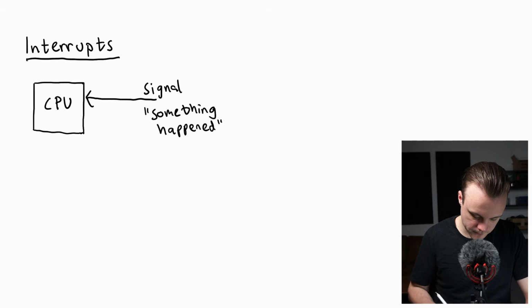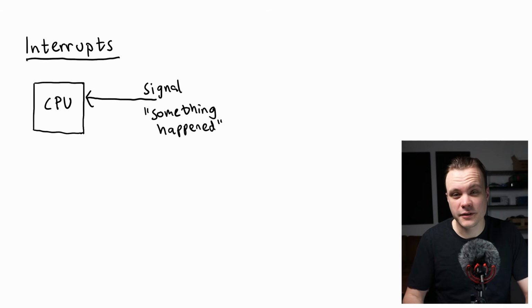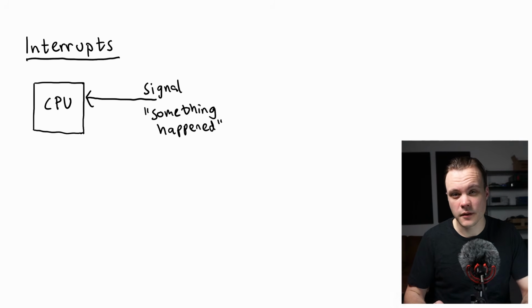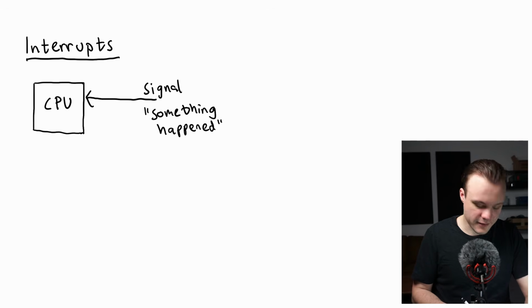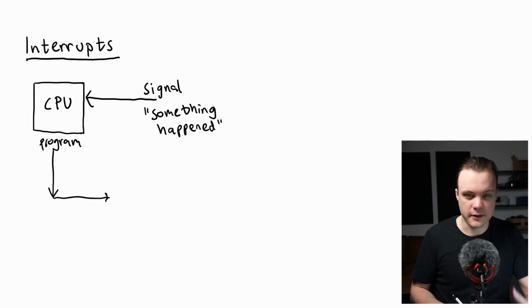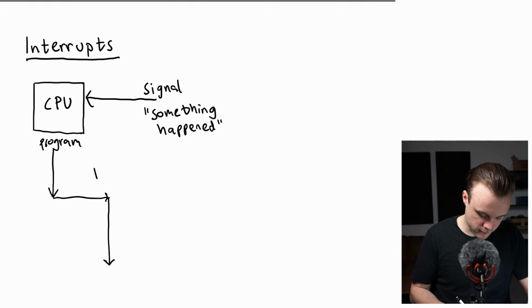And this is where interrupts come in to make the handling of these events more efficient. And at a high level, an interrupt is basically a signal sent to the CPU that tells the CPU that something just happened. And when the CPU receives this signal, it's going to stop what it's currently doing. That is, it's going to stop executing its normal program to jump into its handling for the event that just happened.